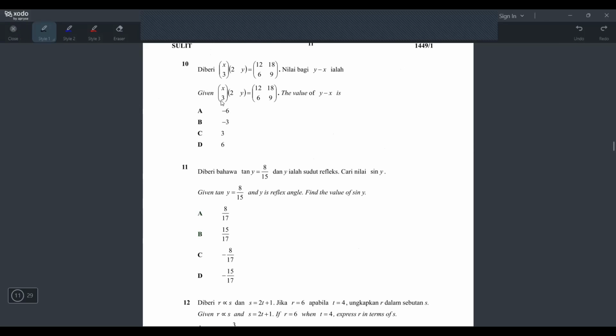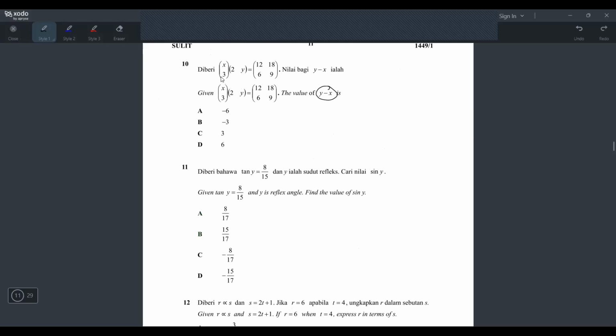Okay, let's move on. Number 10, this is matrix. Given this matrix times this matrix equal to this, the value of y minus x is, okay, before you do this, you have to find x and y separately first. Means you have to find x separately and y separately. Then only you can take the y minus x, right?